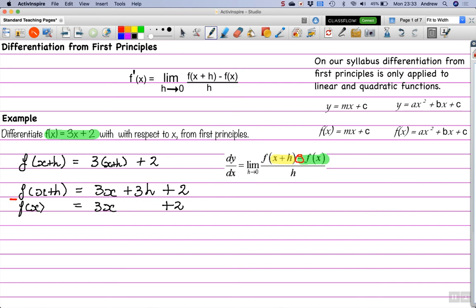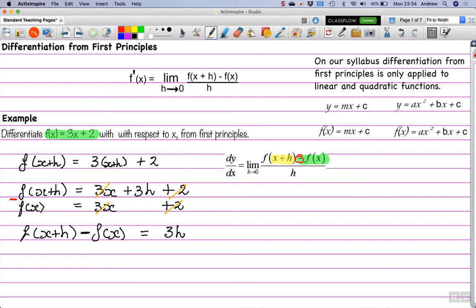So on the left hand side I'm going to have f of x plus h minus f of x. And on the right hand side I'm going to do the takeaway. When I do the takeaway, the 3x and the 3x cancel. The plus 2 and the plus 2 cancel. So all I end up with, on the right hand side, is the answer 3h.